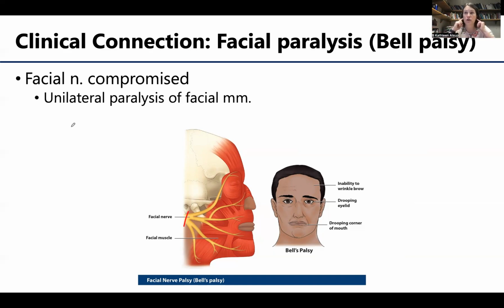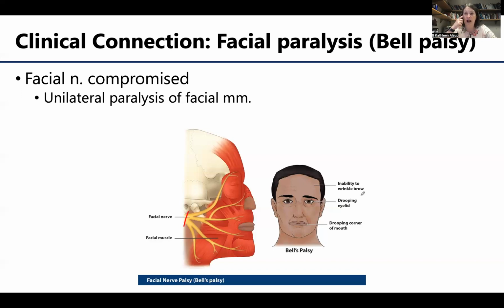And so remember, we have a facial nerve on each side. So if my right-sided facial nerve has been compromised, the muscles on the right side of the face would be compromised, but the left side should still be functioning. And what this will present as is basically, these muscles don't work.